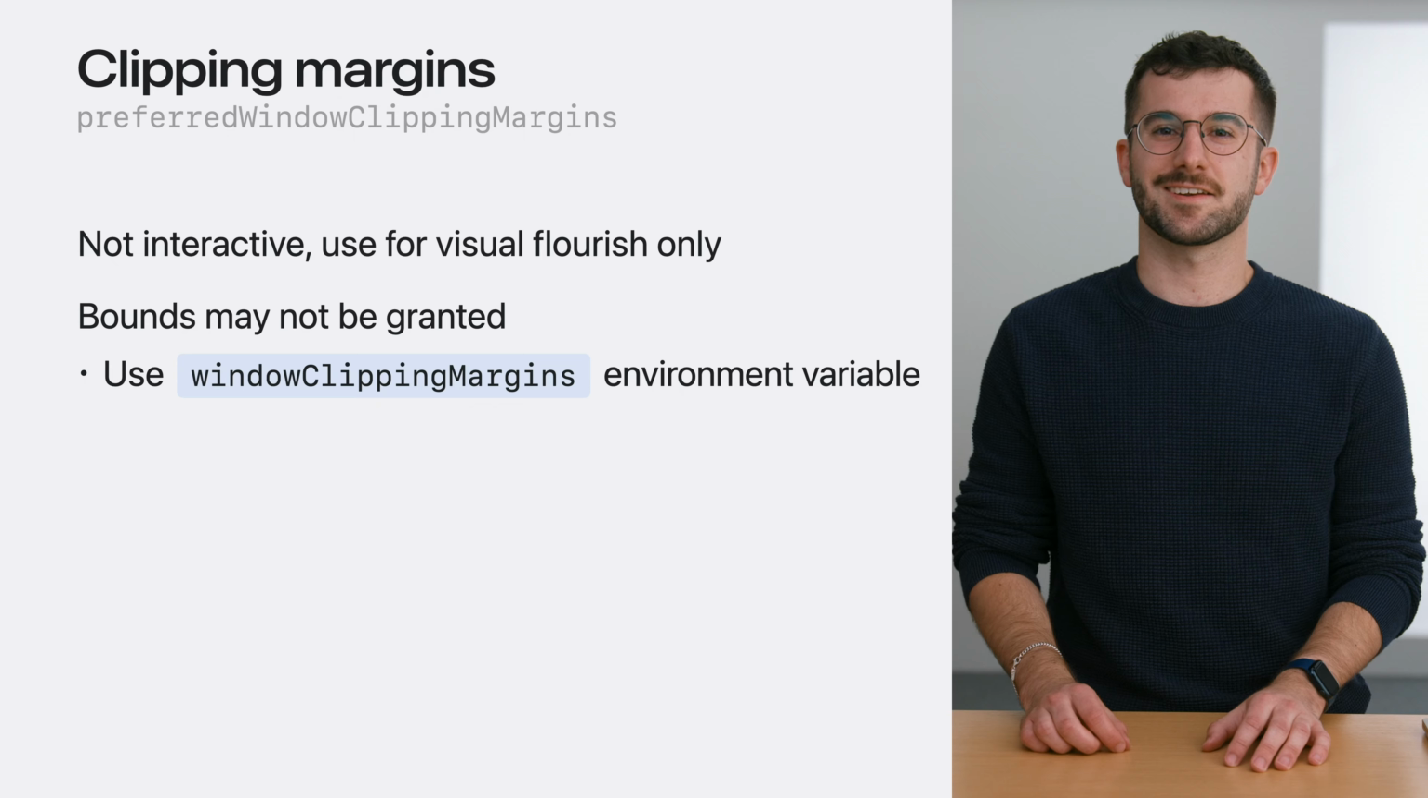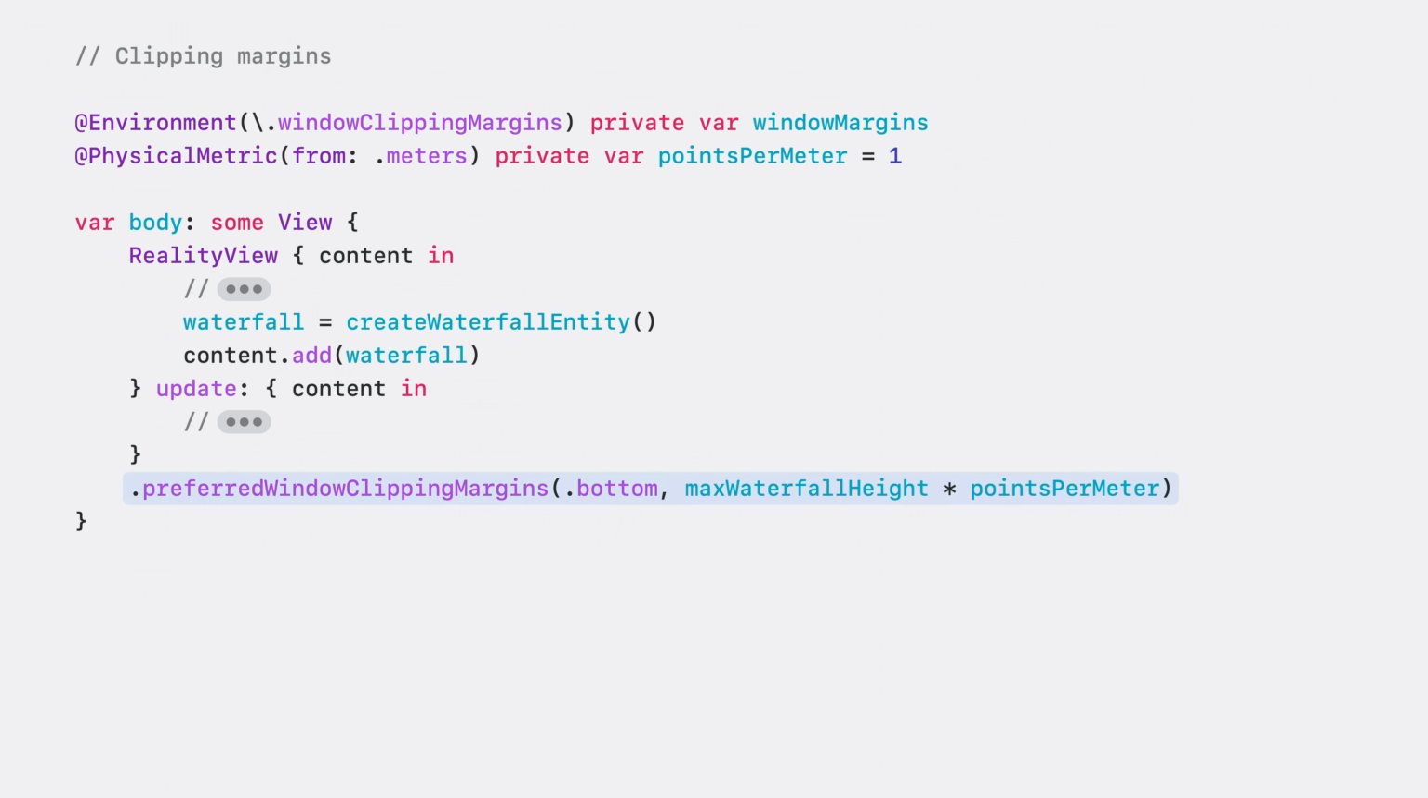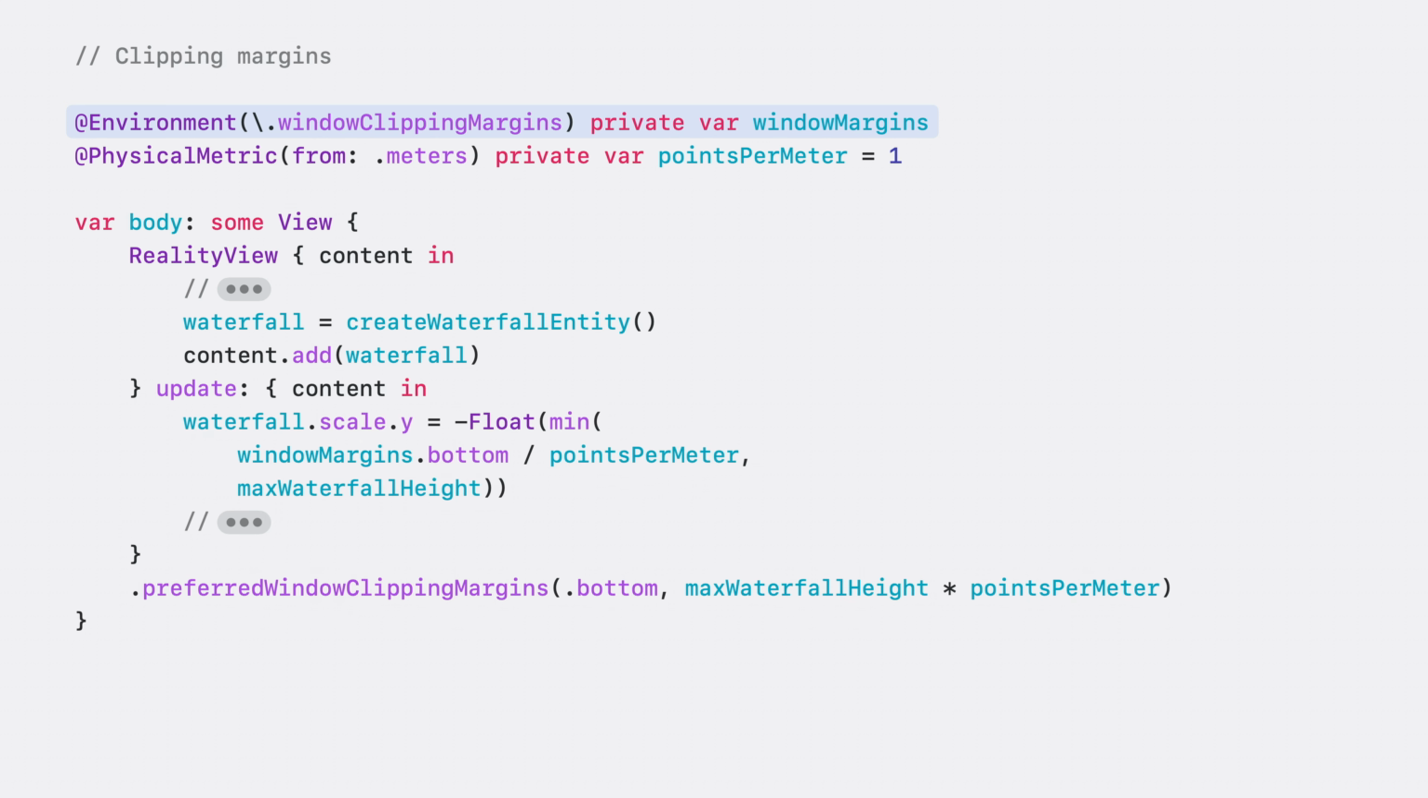Let's see it in action. I can specify my desired clipping margins with the preferred window clipping margins API. Here, I want margins at the bottom. I'm making sure to convert my max waterfall height, which is in meters, into points by multiplying with the points per meter factor I got from physical metric. I then read the granted margins with the window clipping margins environment variable. With this, I can scale my waterfall to render within the margins. I'm taking the minimum of the margins and the waterfall height to be sure we always render the entire waterfall model, regardless of what was granted.